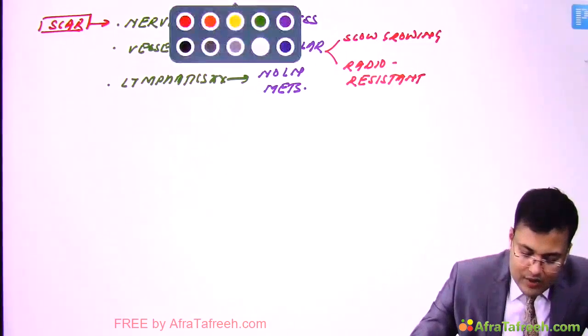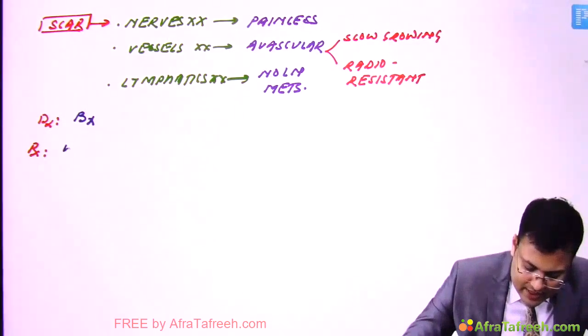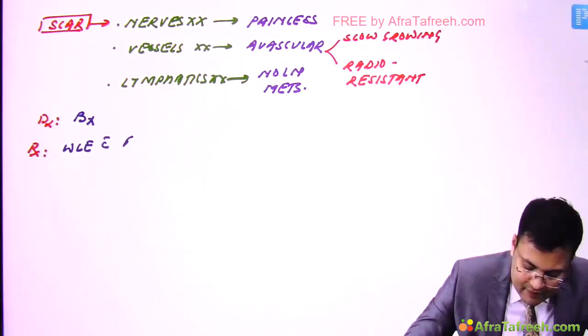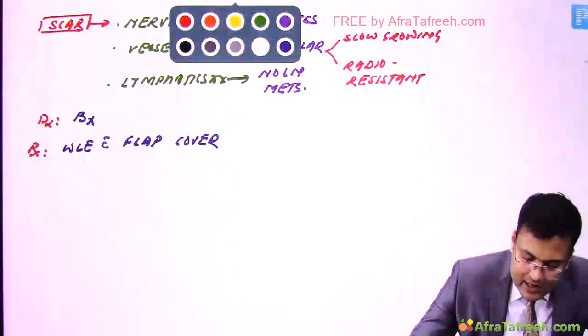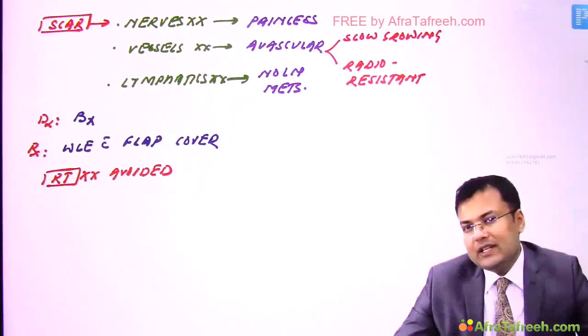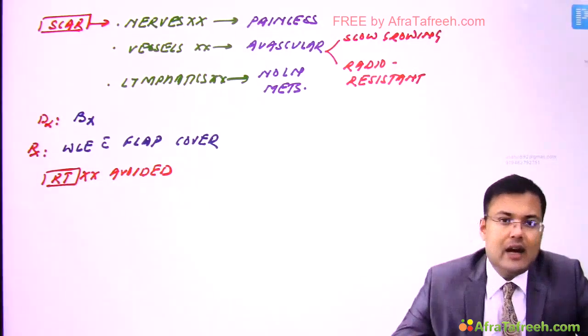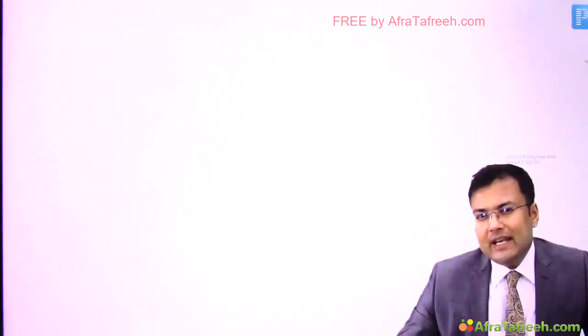Clear? So how do we make the diagnosis? It is diagnosed by biopsy. And what's the treatment? It's the wide local excision with flap cover. We have to cover the defect with flap. And what should be avoided? Avoid radiotherapy. Radiotherapy should be avoided because this is radio resistant and you don't want obliterative endarteritis in the arteries of flap. Now we are going to discuss skin malignancies.